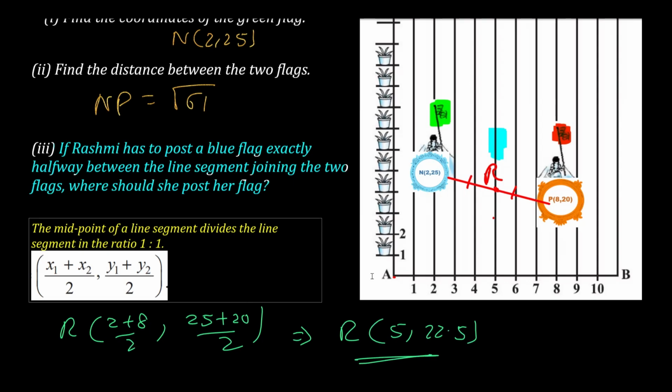Right. So now we can say the answer over here: the coordinate of this point is how much? 5. So she is posting the flag on the fifth line, and at a distance of 22.5 meter.